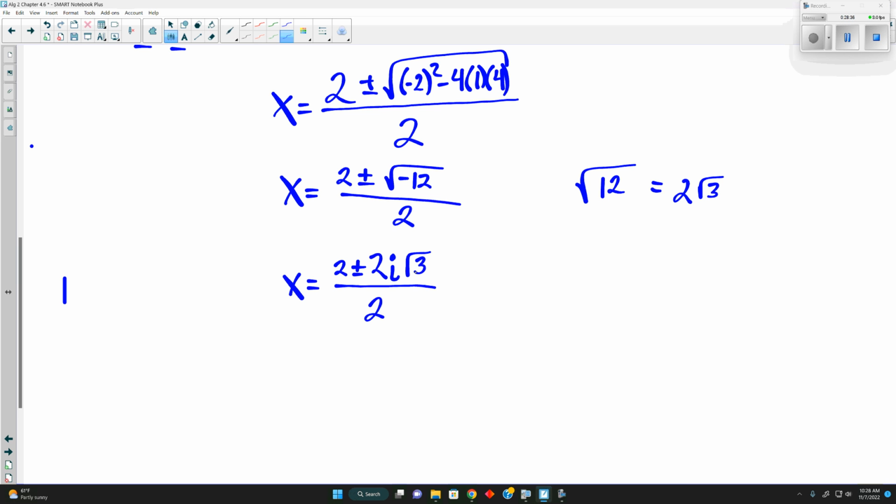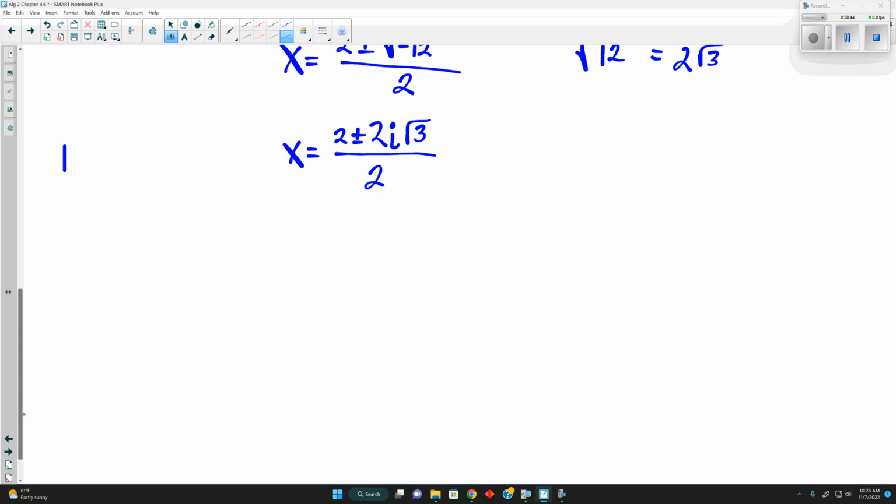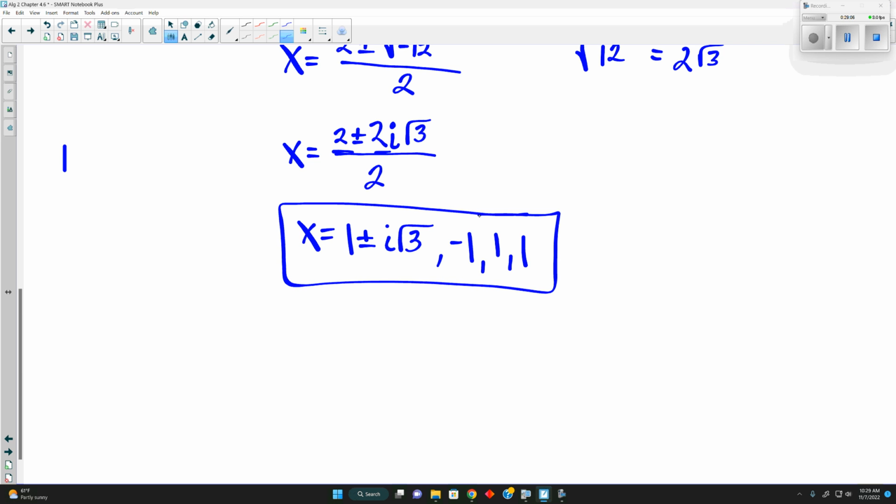Questions on this here? Now, are both places here divisible by 2? So we can divide it out. 2 divided by 2 is 1. Plus or minus 2 over 2 is 1, so we're just left with i square root of 3, comma, negative 1, 1, 1. Questions on this here? Questions on any of this so far?